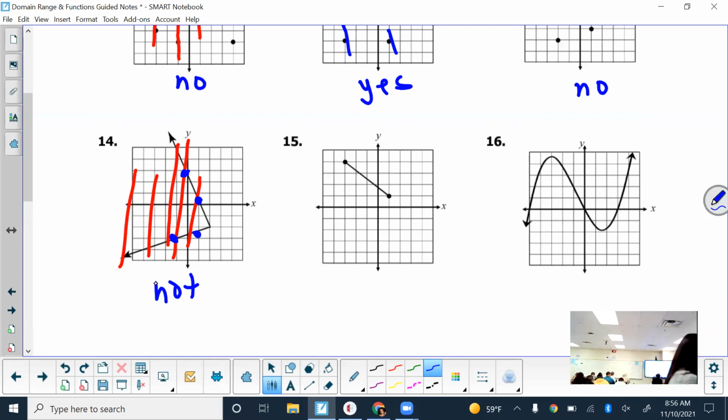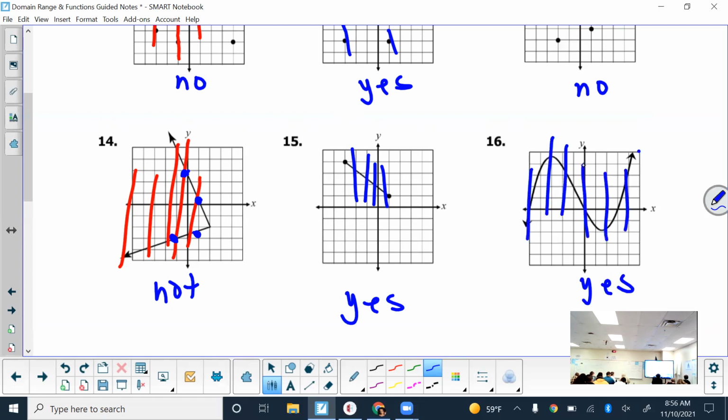Would 15 be a function? Yes, it would pass the vertical line test. Would 16 be a function? Yes, this one would pass the vertical line test. Questions, comments? All right, I'll let you practice here in a little bit.